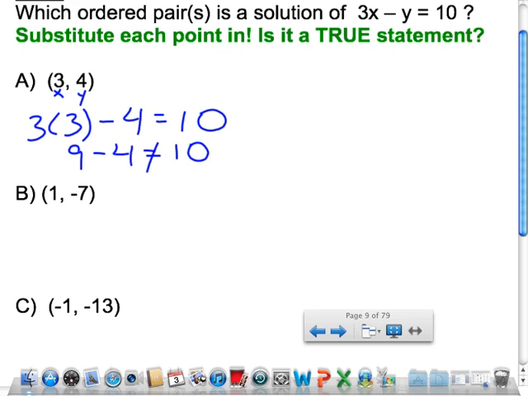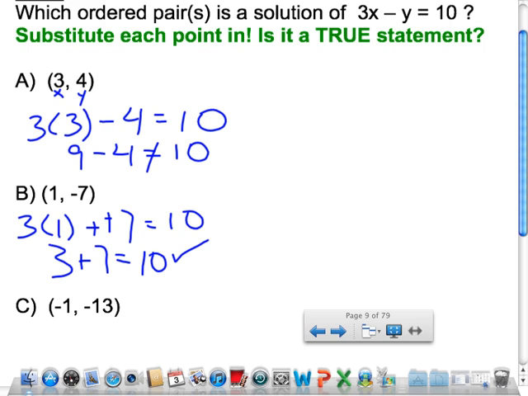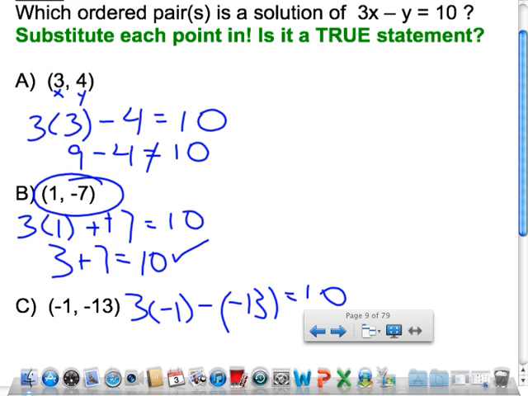So I plug in 1, negative 7. 3 times 1 minus negative 7 equals 10. That's minus a negative, so 3 plus 7 equals 10. Check, that's true. So this is a solution. And then finally, I have 3 times negative 1 minus parentheses negative 13 equals 10. When I simplify this, I get negative 3 plus 13 equals 10. That is also true. And so B and C would both lie on the line. They're both solutions to this equation.